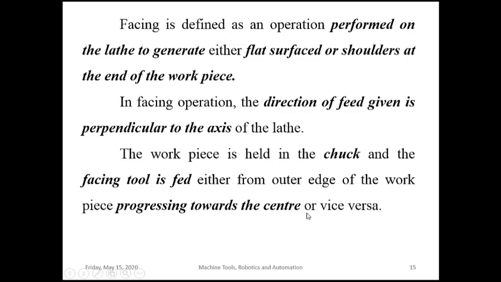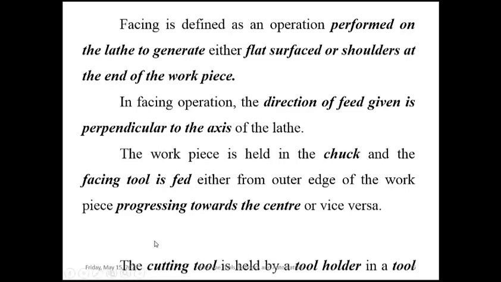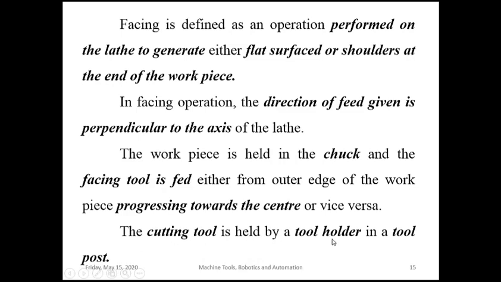Here the workpiece will be fixed with the help of the work holding device, that is jaws and chucks. Then we will make the tool move progressively from the outer end to the center or from the center to the outer end. You can do it both ways, and thereby it produces a flat surface at the end of the workpiece. Even this facing operation can be used to produce some shoulders at the end of the workpiece. The cutting tool is held by a tool holder in the tool post. I have already shown where the tool will be fixed into the tool holder.